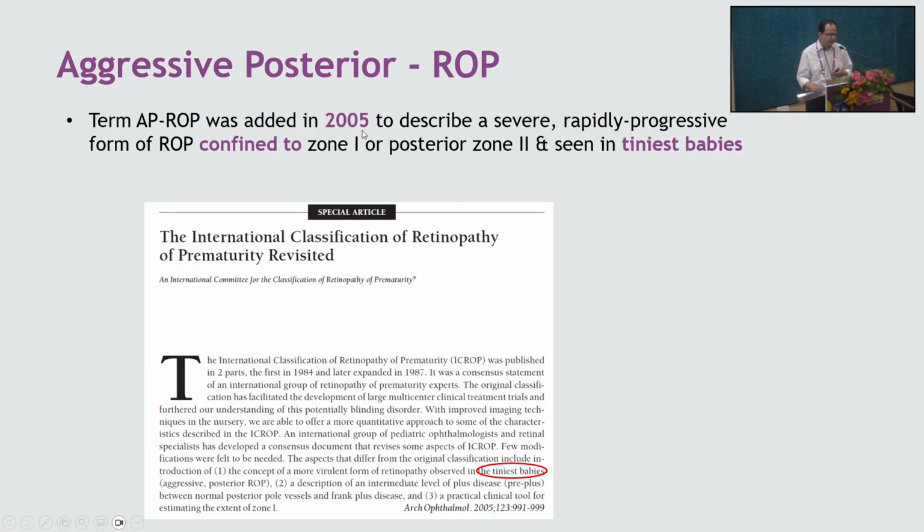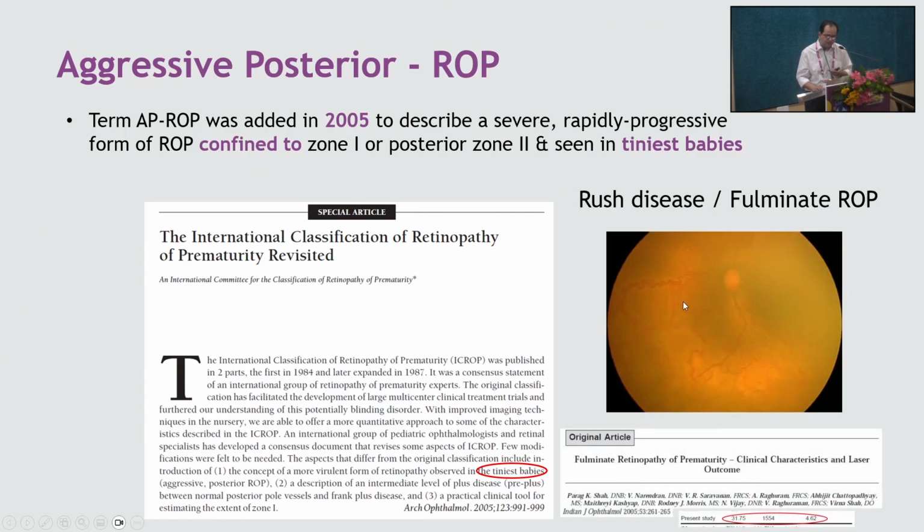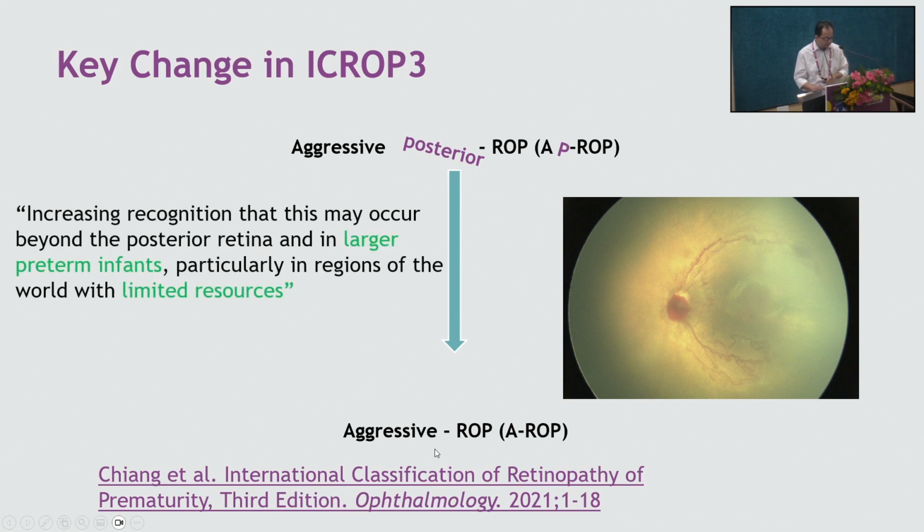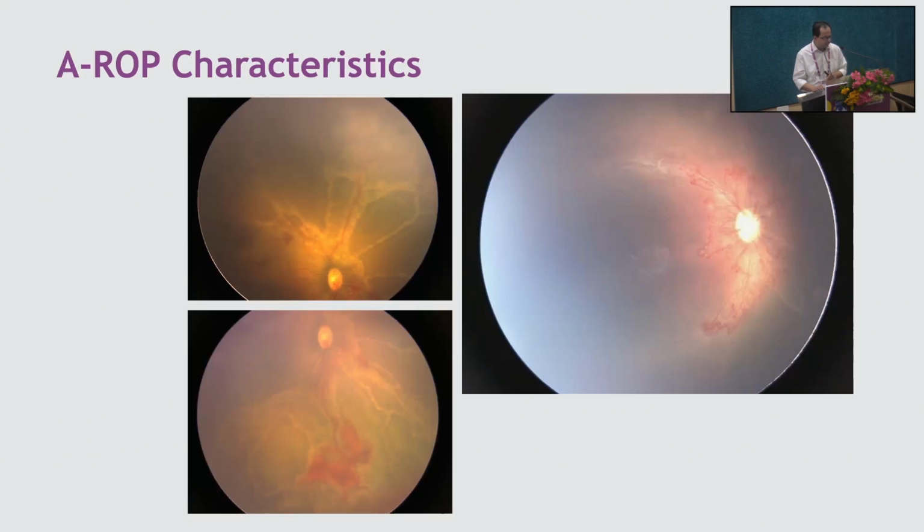Aggressive posterior ROP was given in the year 2005 when they revisited, and they had defined that it happens only in the tiniest babies. But during the same time, we showed that in our scenario, it can happen even in bigger babies. In fact, very big babies got this aggressive posterior ROP, and subsequently I'm sure many people have experienced it also. This was recognized by ICROP 3, and they decided to drop the word posterior and make the new name aggressive ROP, just to recognize it can happen in larger preterm babies in regions of the world with limited resources, which is a little controversial.